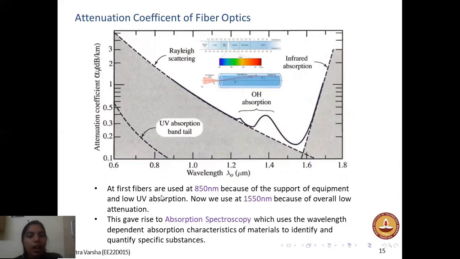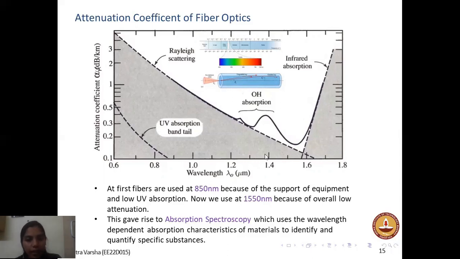This absorption phenomenon, where light is absorbed at certain wavelengths for particular materials, is wavelength dependent and is used to identify the kind of materials being used.